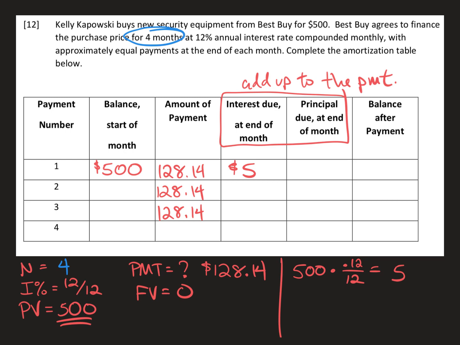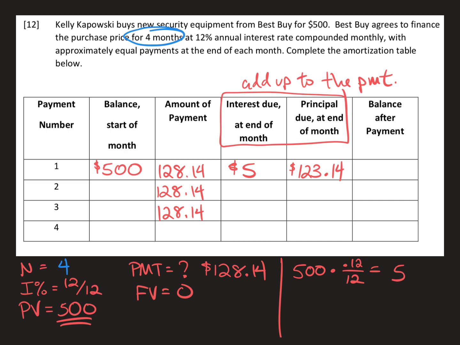So to find out how much of this payment goes toward the principal at the end of the month, we can just subtract $5 from this amount. Because this is the total, and this is the amount of interest, the rest of this payment would go toward the principal, or $123.14.